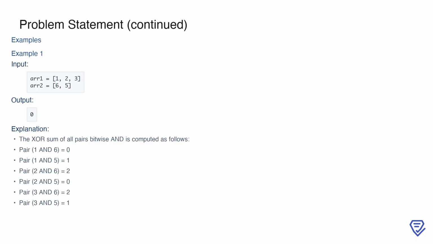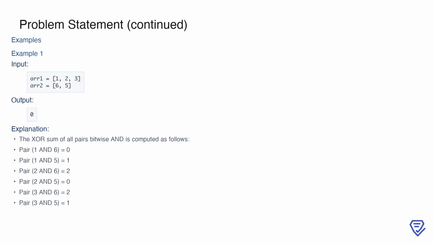Suppose arr1 is 1, 2, 3, and arr2 is 6, 5. To calculate the XOR sum of all pairs bitwise AND, we start by examining every possible pair between the two arrays. For the first element of arr1, which is 1, we compute 1 AND 6, which equals 0, and 1 AND 5, which equals 1. Next, for the second element, which is 2, we compute 2 AND 6, resulting in 2, and 2 AND 5, which gives 0. Finally, for the third element, which is 3, we calculate 3 AND 6, which equals 2, and 3 AND 5, which equals 1.